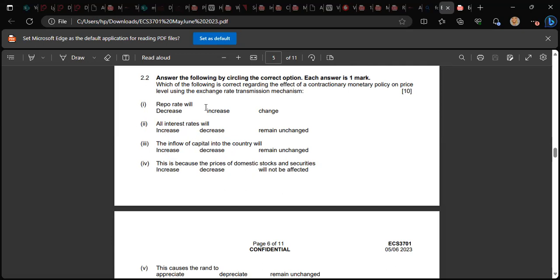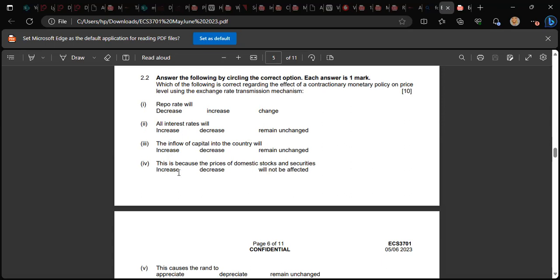So you're going to have an increase in the repo rate causing an increase in the interest rates, and then this is going to cause capital inflow, right? High capital inflow. All right. And then when that's the case now, when there is high capital inflow, this is because the prices of domestic stocks and securities.